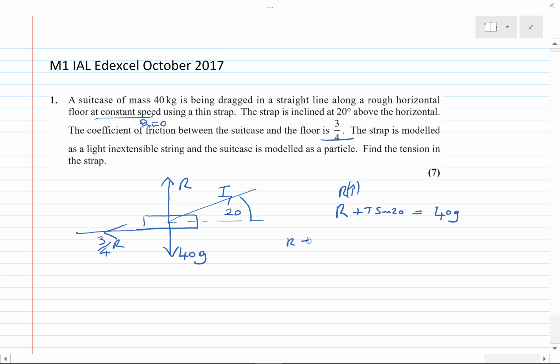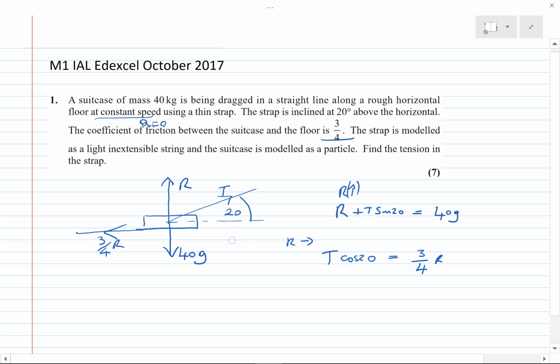Now let's resolve horizontally. So we're looking at horizontal components. The component of T is T cos 20, because it's next to the marked angle 20 degrees. So that's T cos 20 equals 3/4 R. Those are balanced out. The T cos 20 balances with the 3/4 R.